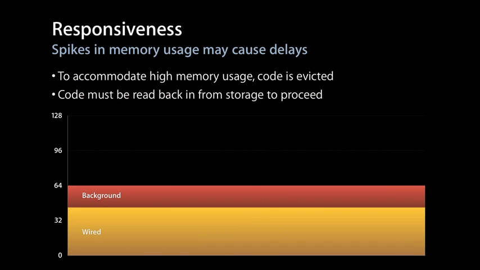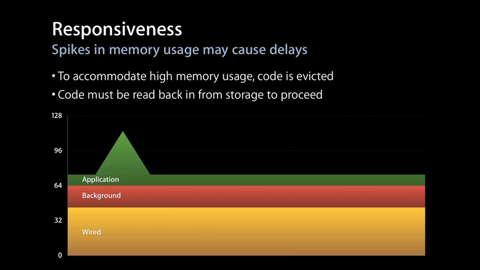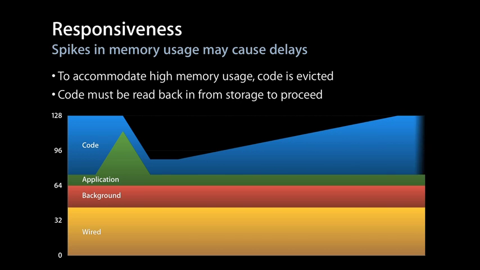Now, memory can also have a big impact on responsiveness. Spikes in memory usage may cause other delays that seem rather unlikely, but actually can have a big impact on your application. So as your application is moving along, if it has a sudden spike in the amount of memory it's using, maybe you parsed some large file from the internet, the OS may choose to actually evict some of your executable code from memory, some pieces of your actual app.